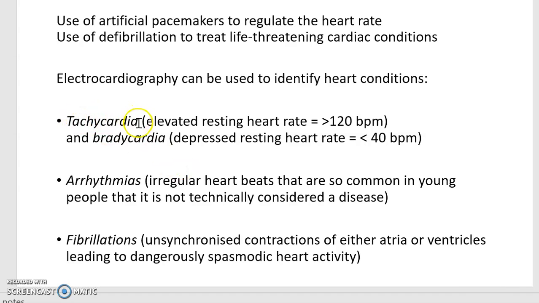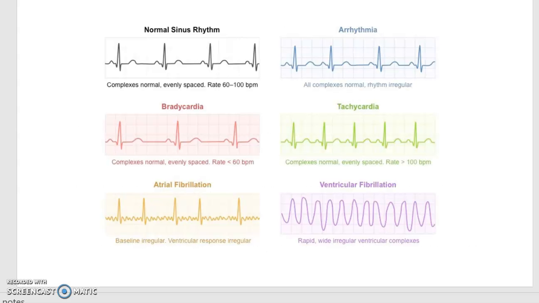So tachycardia is when your heart is going too fast. Bradycardia is when you're going too slow. Arrhythmias are irregular, where it jumps all over the place. This one is particularly common as you get older. And fibrillations are really dangerous, and that's when the heart is contracting in an irregular way. These are examples of the traces that we should see in a normal trace, and then you've got too fast, too slow. This one is the fibrillation one, is all over the place, and you need to be able to recognize these traces.